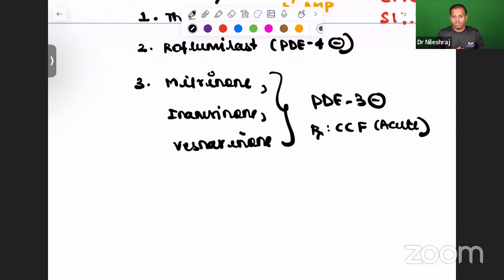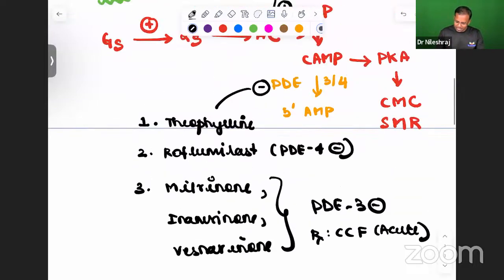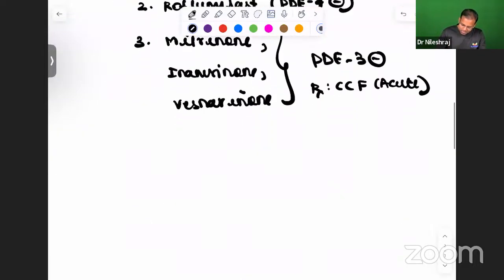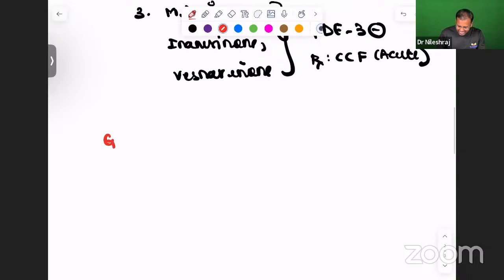What exactly is failure, buddies? Cardiac muscle is unable to pump out enough amount of blood. So if we give that drug, it will increase the cardiac muscle contraction. Simple. Now we'll move on to the next type of receptor. Let's move on to Gi receptors. Why are you talking about Gi right now?